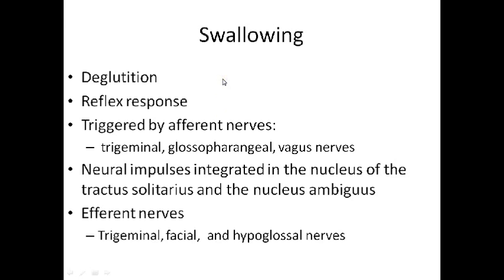Swallowing is a reflex response. It's triggered by afferent nerves, namely the trigeminal, glossopharyngeal, and vagus nerves. This neural impulse is integrated in nuclei of the brain, namely the nucleus tractus solitarius and nucleus ambiguus, so you should know those nuclei for the swallowing response. Then the efferent tract uses the trigeminal, facial, and hypoglossal nerves to cause the reflex response of swallowing.